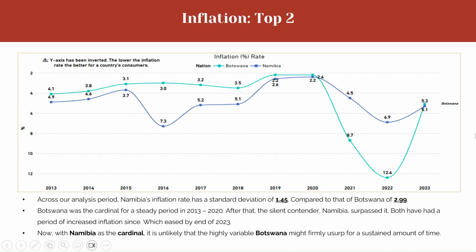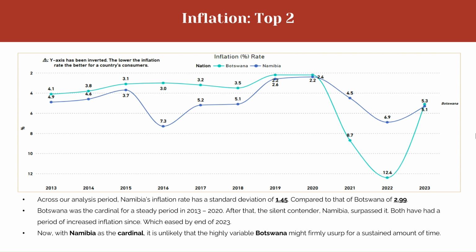So when we focus in on the top two nations here, remember, since we're looking at CPI inflation, the lower the better. Generally, the lower the better for inflation. So the ones with the least inflation in this region are Namibia and Botswana. But here we actually have an interesting case of a cardinal existing and then a silent contender usurping it. So there was kind of an inversion here.